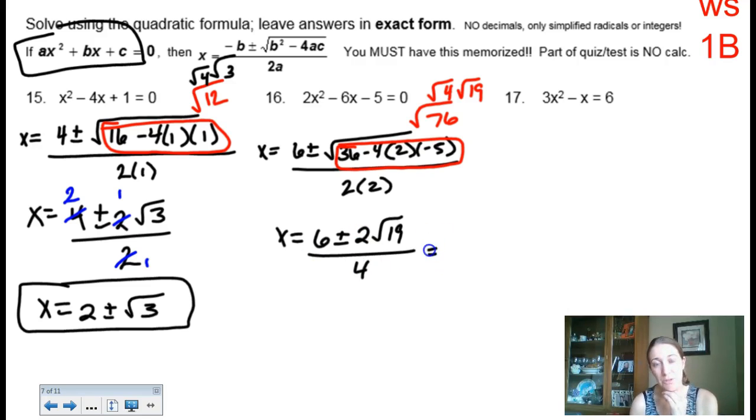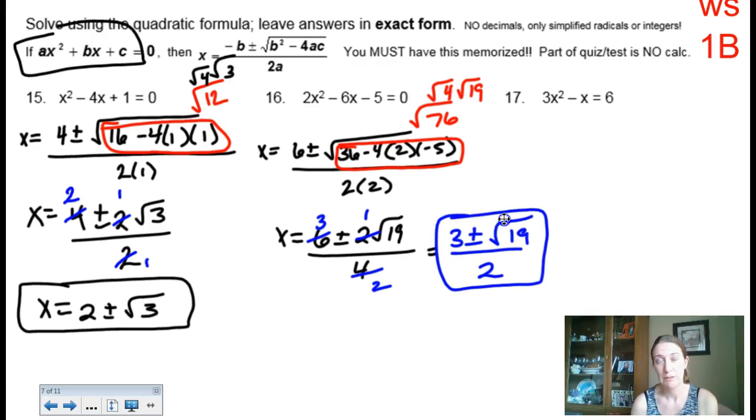And then we have that same issue of, oh, I think I'm done, but not really, because 6 and 2 and 4, all those coefficients can be divided by 2. So I end up with 3 plus and minus, you don't have to write 1, that's weird, the square root of 19 over 2. So 2 very unattractive, irrational answers. That wasn't very nice of me.